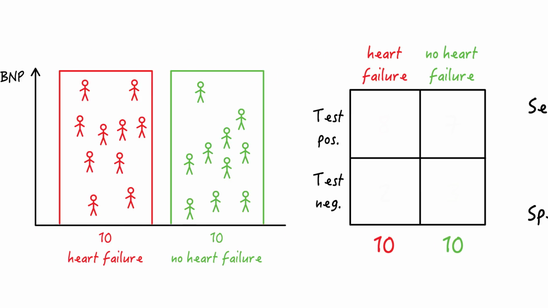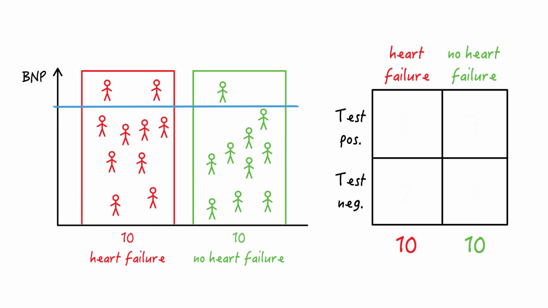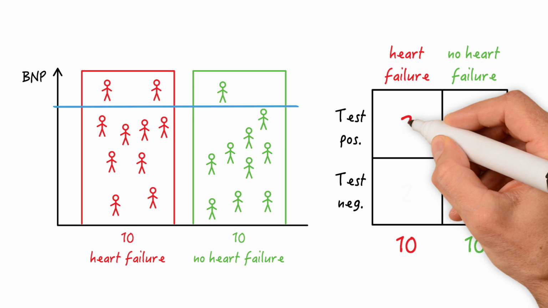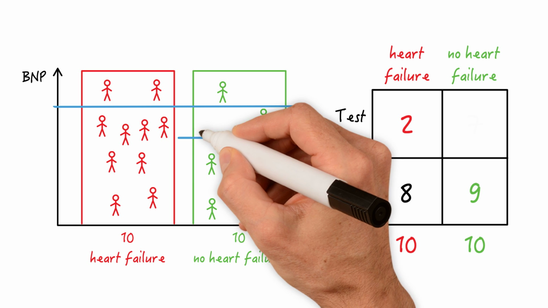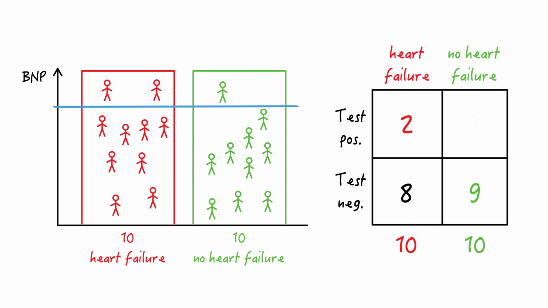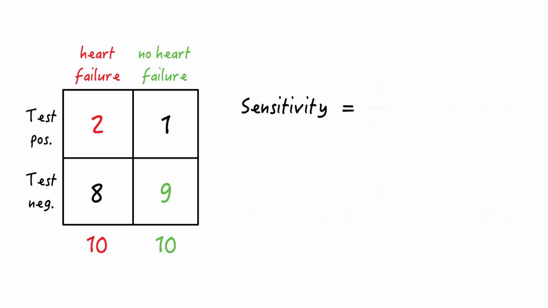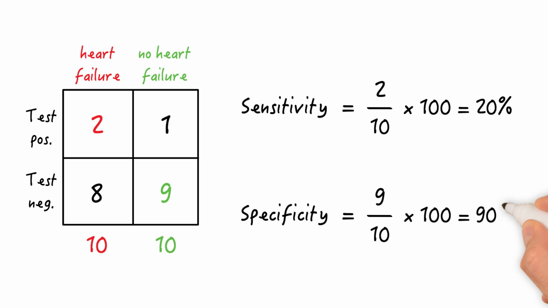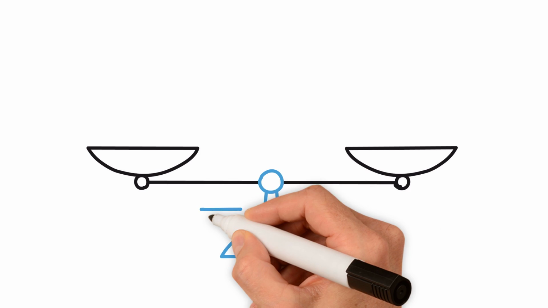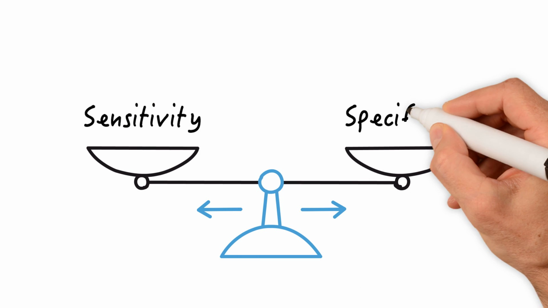And what happens if we move the threshold to a much higher level? Well, in this case, we'd only pick up 2 diseased individuals, or true positives, and we'd miss 8 people, or false negatives. Turning to the non-diseased, we'd correctly classify a much larger proportion of non-diseased individuals. So 9 out of 10 non-diseased would be correctly classified, and only 1 individual would end up as a false positive. So the sensitivity is 2 divided by 10, or 20%, and the specificity is 9 divided by 10, or 90%.